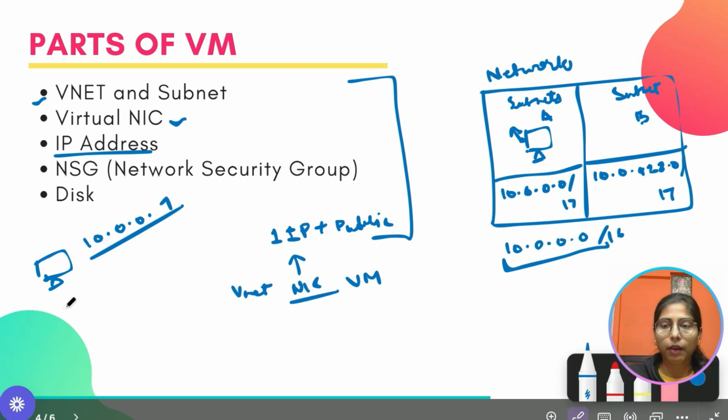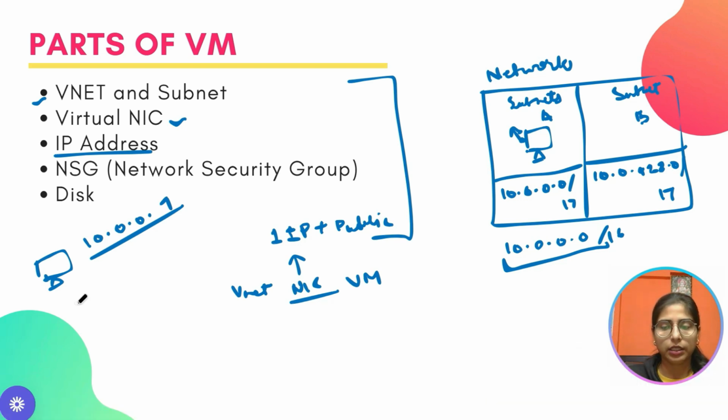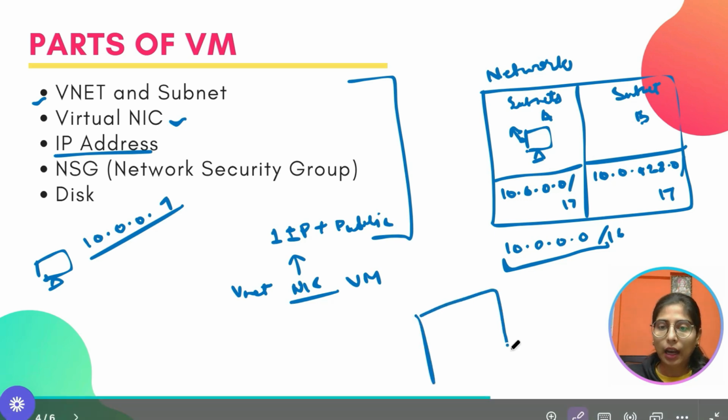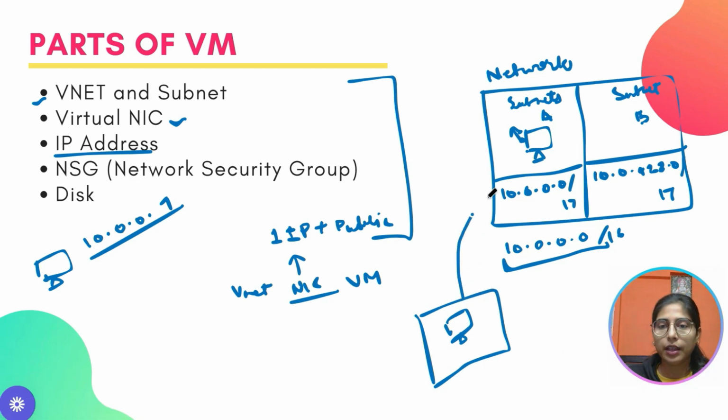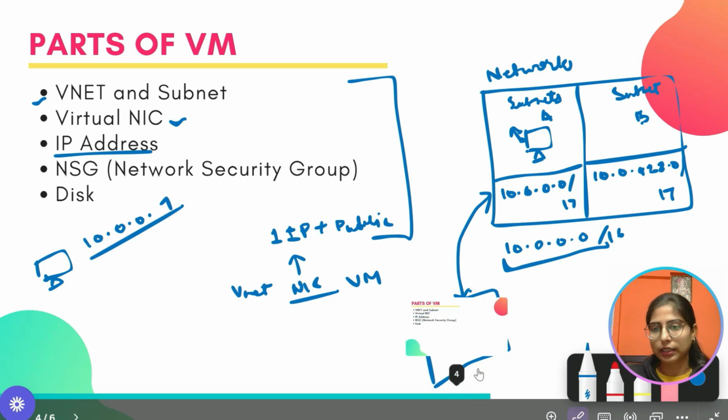We can also provide a public IP address to this virtual machine. In that case, if this virtual machine has a public IP address, that means it will be able to talk to the internet. Otherwise, if it has only a private IP, that means it will be able to talk only to the components that are present in this virtual network. It can't talk to any other machine that is present in a different network, unless you have configured some connectivity between these two networks. I guess this is clear.